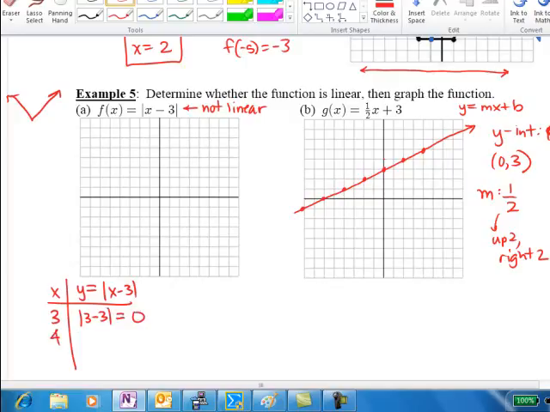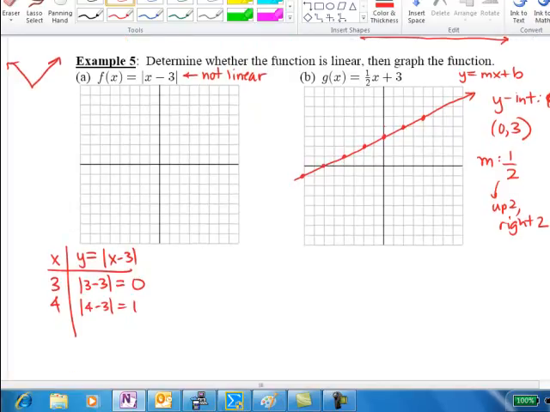If we pick 4, we'd get absolute value of 4 minus 3, which is 1. If we pick a value on the other side of 3, like 2, we will also get 1. And if we pick 1, we'd get 2. Let's plot those points, and then we'll be able to see what this graph looks like.